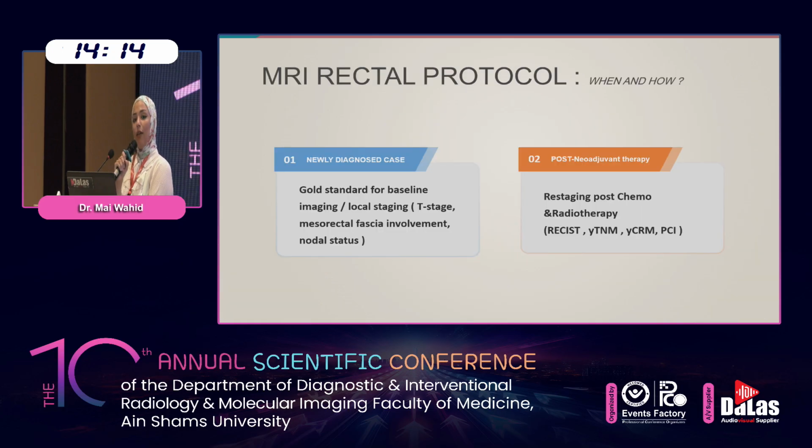So, as we said, the gold standard is the MRI rectal protocol. So when and how do we do it? As for when, we have two case scenarios in which we do the MRI rectal protocol. First case scenario is a newly diagnosed rectal cancer case for baseline imaging or local staging, the TNM staging. Second case scenario, we have a post-neoadjuvant therapy case in which we should do restaging, reassessing or reevaluating of the rectal cancer as a preoperative assessment for the surgical decision.